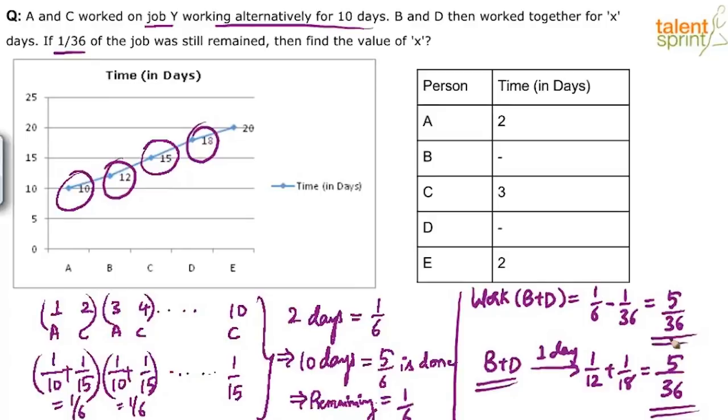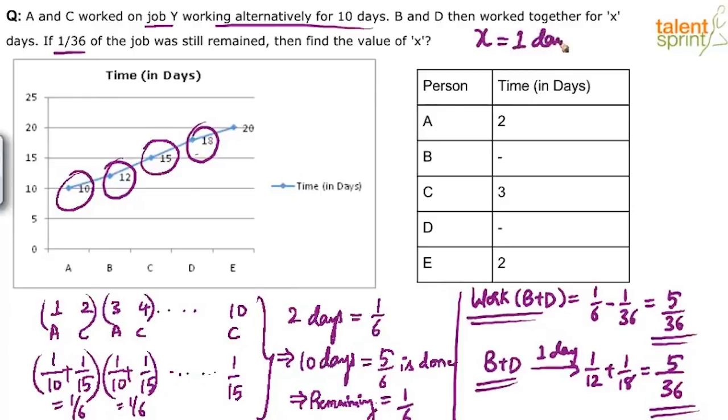And that's what they've done here, right? They work for some X days to finish 5/36. I know that in 1 day, from the given graph, in 1 day they can finish 5/36 of the work. So obviously for finishing this 5/36 of the work, they have taken 1 day. So I can say X is equal to 1 day.